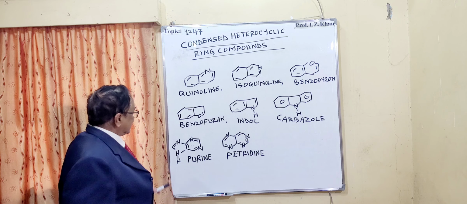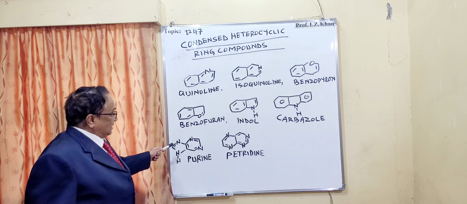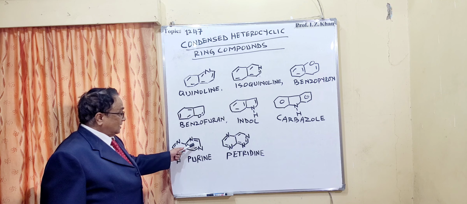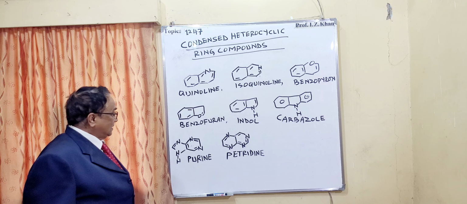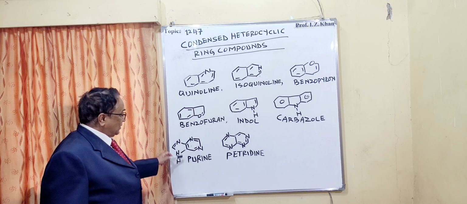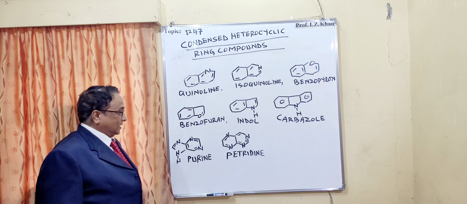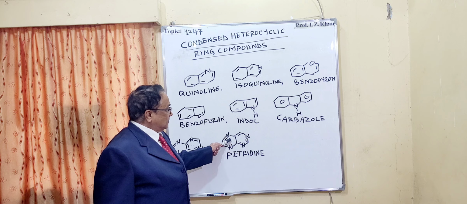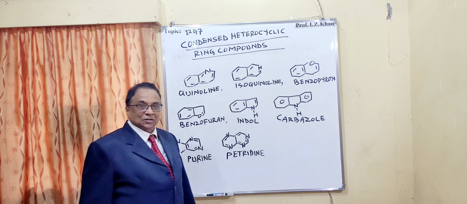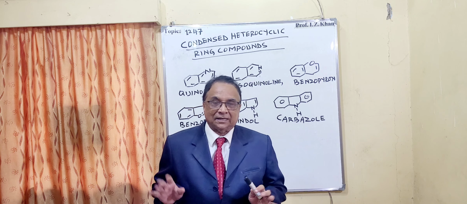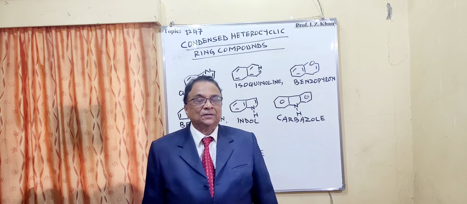And in the case of purine, here there are 4 heteroatoms. 2 heteroatoms are in the 6-member ring, that is shown here, and in the other one, the 5-member ring, there are 2 nitrogen atoms. So it is called purine. And pteridine: both rings are 6-member, but they contain 2 nitrogen each, means total 4 nitrogen atoms. So this is how these ring systems are fused.